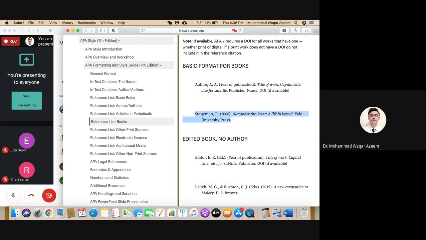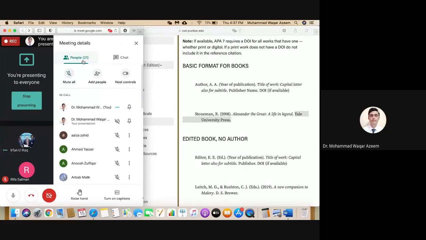So the real life example says Stoneman, R, which is the name of the author, and then you have the year of publication 2008, a period, and then the title of the book, Alexander the Great, A Life in Legend, a period. Yale University Press is the publisher, and then you have the period. All right. So this is about a general book that you want to include in your bibliography. Any question?